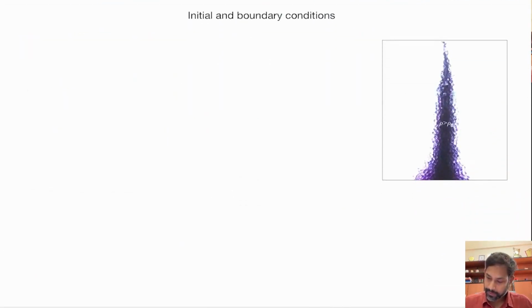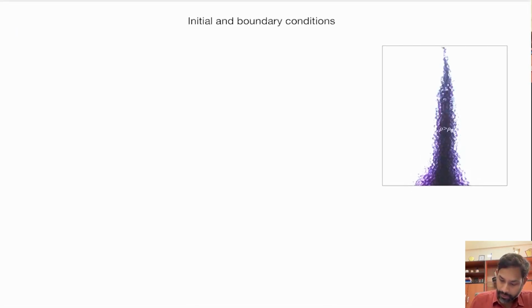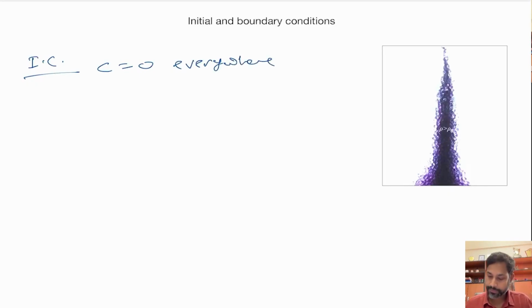Okay, so now if we consider this set of equations, we will use some initial and boundary conditions before we try to find a solution. The initial condition says that C is equal to 0 everywhere before the flow began.